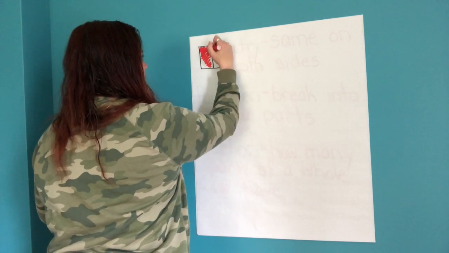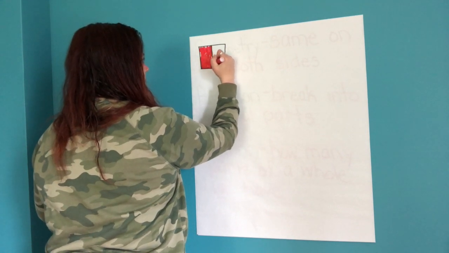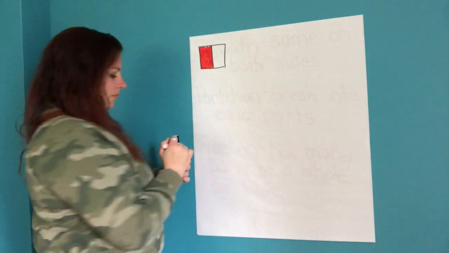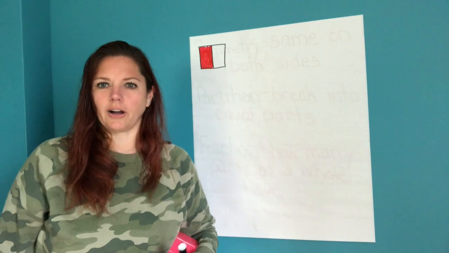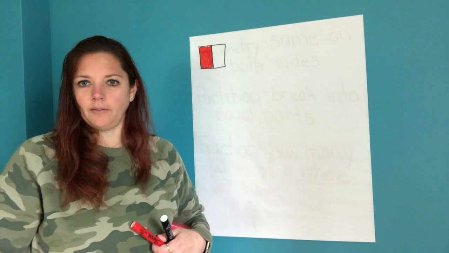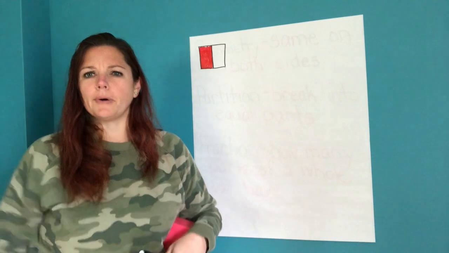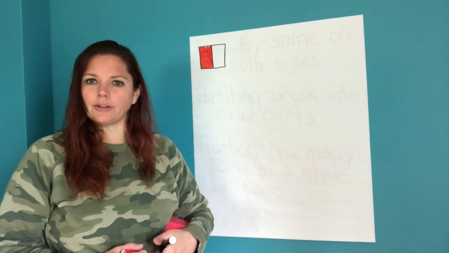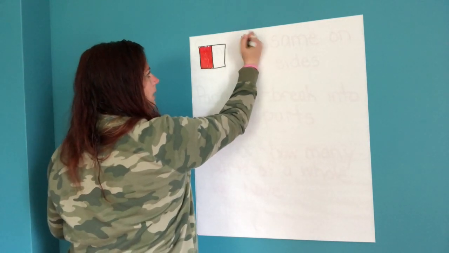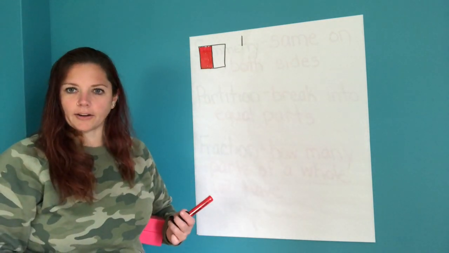Okay? Now, how many parts are red? 1. Okay. How many parts are there all together? 1, 2. But what if I were to ask you how many parts are red, you would tell me there is 1. So I would write 1. Okay. Now, but how many parts are there all together?